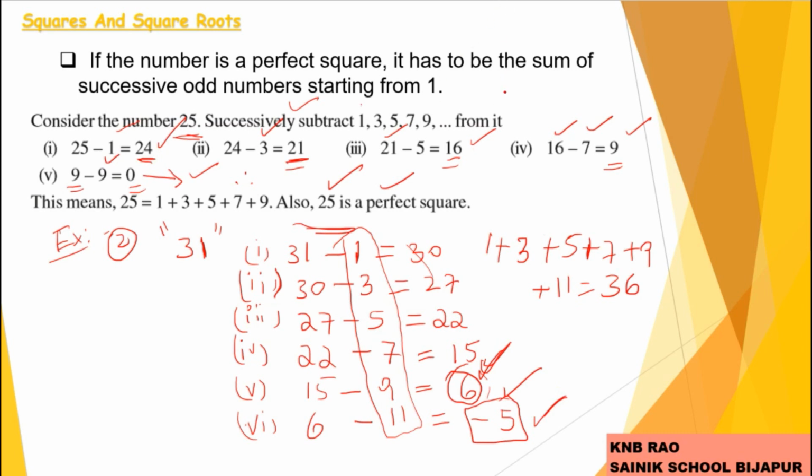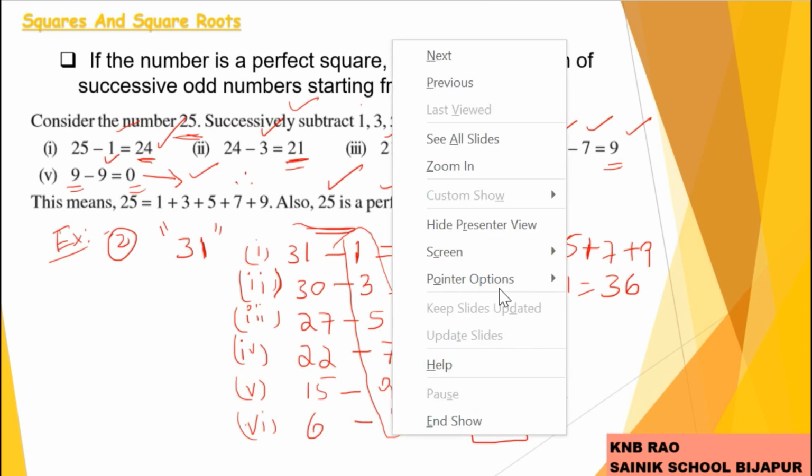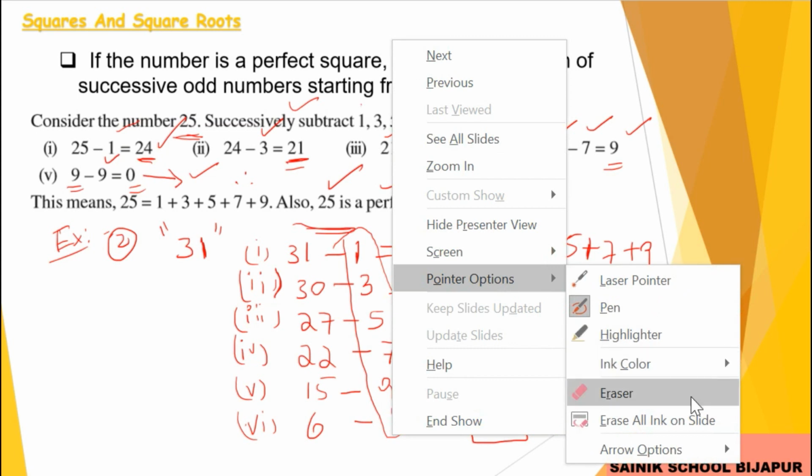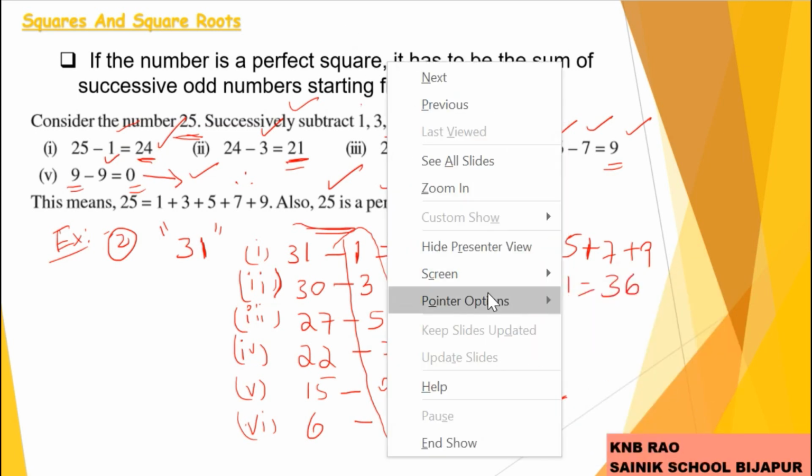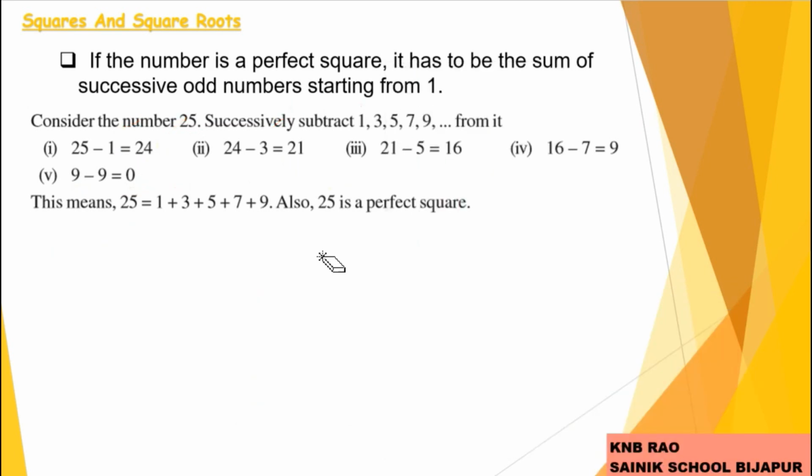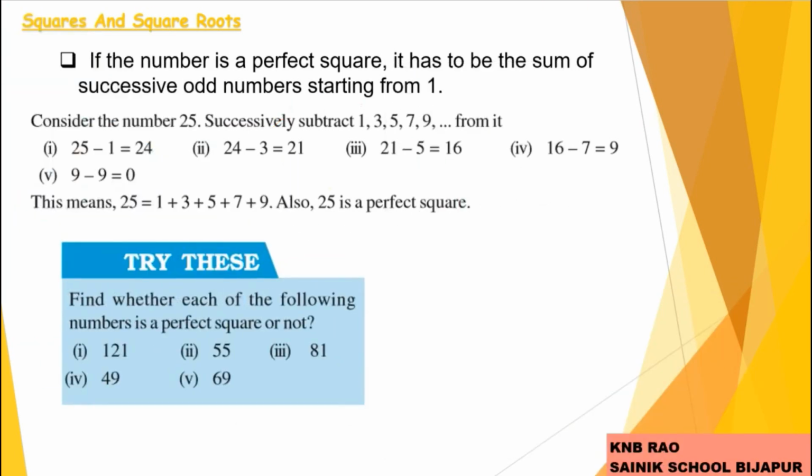Now I am giving you some to try. Note down this, try it and do it on your own. Find whether each of the following numbers is a perfect square or not by the same technique of subtracting first odd natural numbers one by one successively.